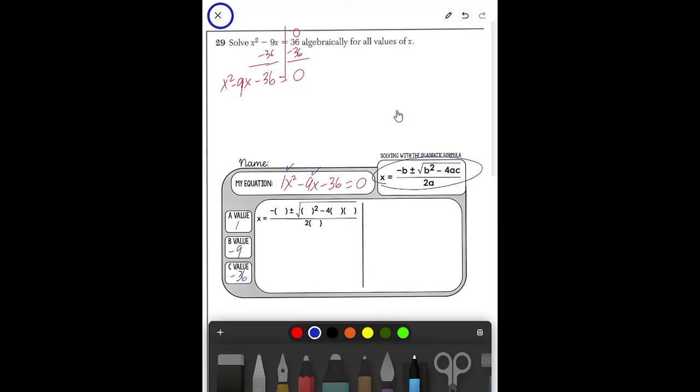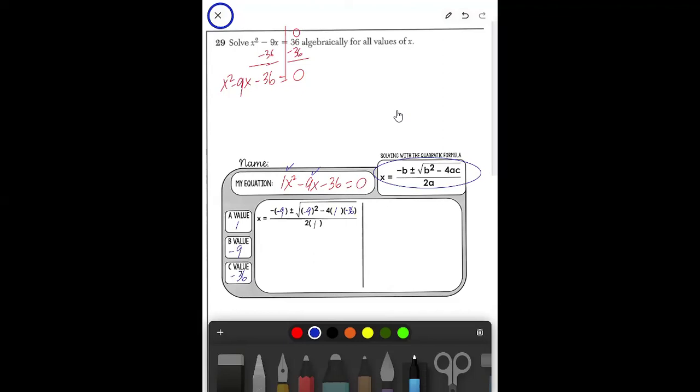So I'm going to use the quadratic formula now, and I'm just going to plug in those values where I see those letters. So the very first one is going to be -9. This is also going to be -9. The a term is 1. The c term is -36. And the a term down here is 1.